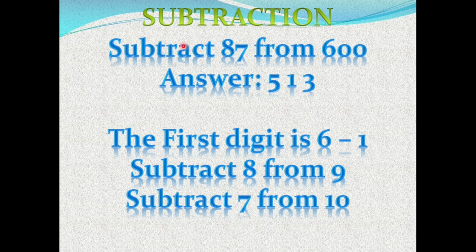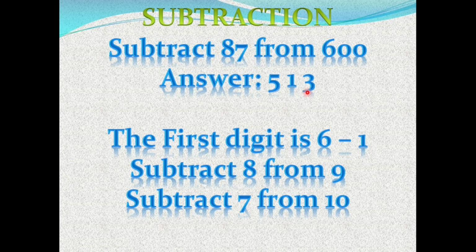And here, they are different numbers. In fact, it is 600 and it is 87. They are not powers of 10. If they are not powers of 10, then I have to deal with them in a different fashion. How? As I have to subtract 87 from 600, first I have to reduce 1 from 6, which results in 5, and subtract 8 from 9, which results in 1, and subtract 7 from 10, which results in 3. That is what I got.